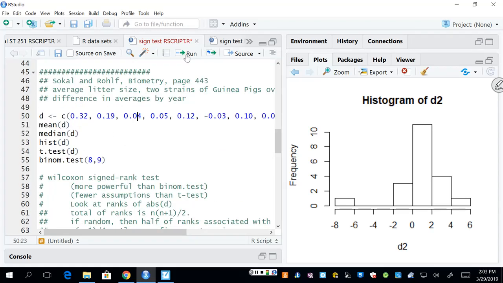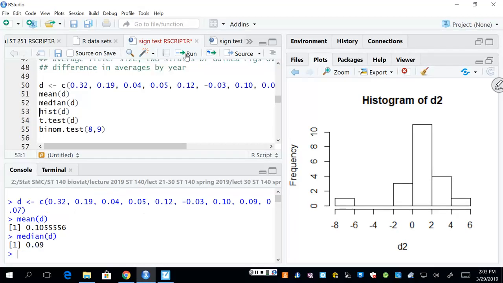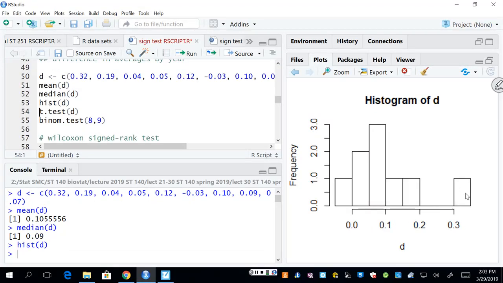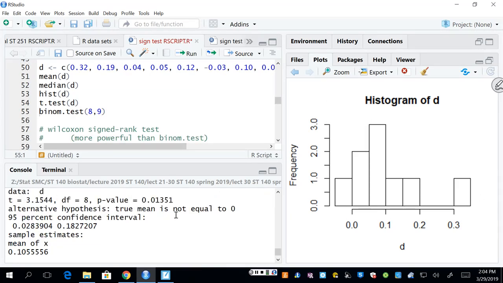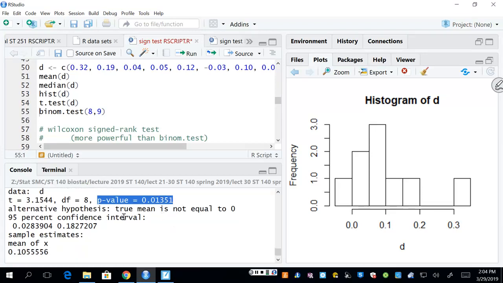These are the differences between matched pairs. The average is about 0.1. The median is about 0.09. Here's a histogram of those. This one has kind of an outlying pair up there. If you do the t-test of this one, well, I guess it does get a significant p-value. The standard deviation's big enough.